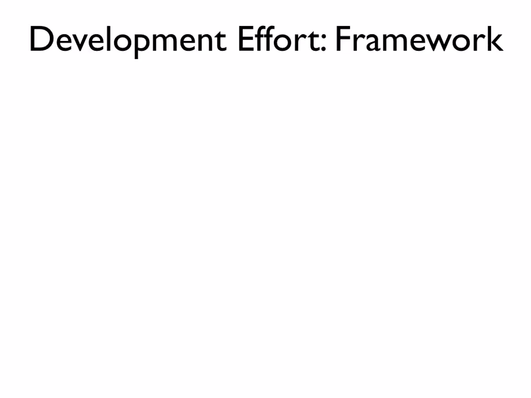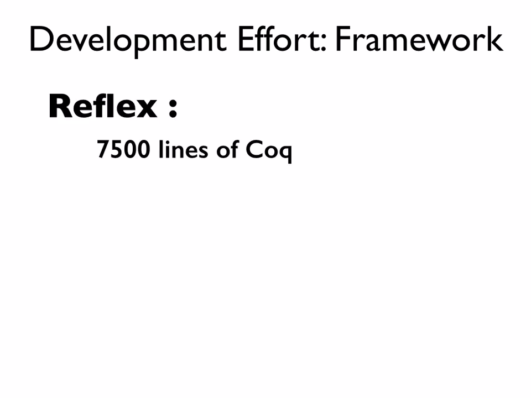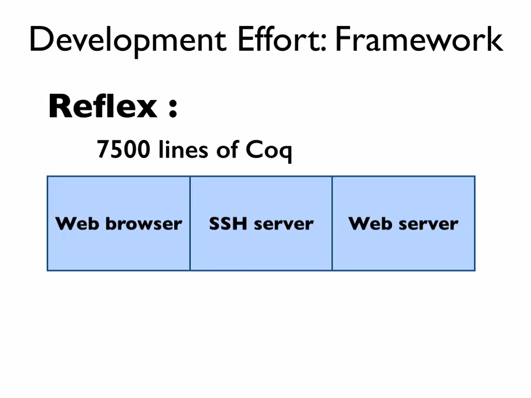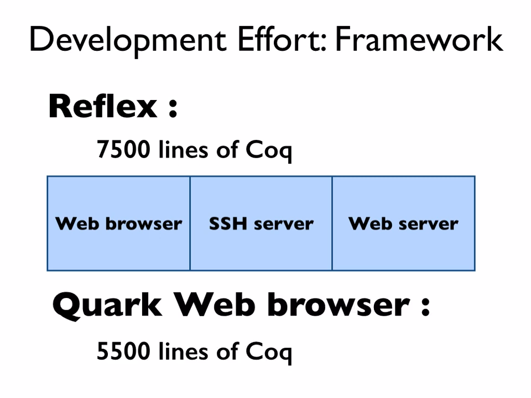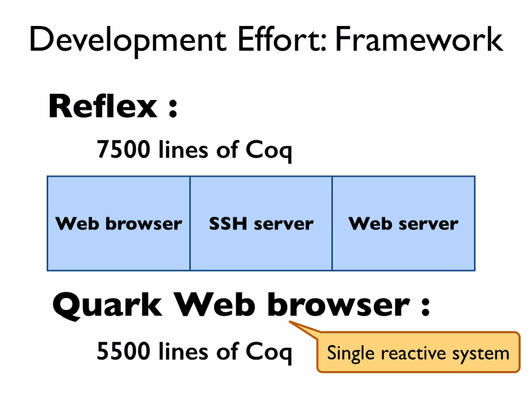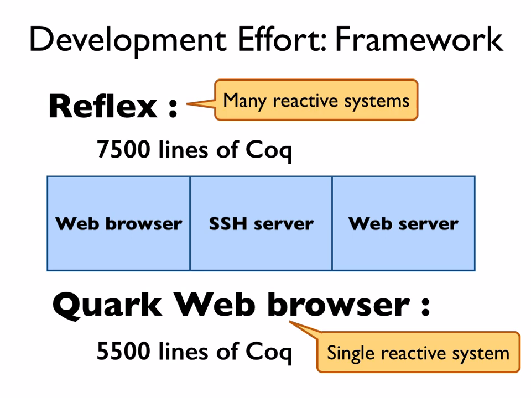Now I'd like to convince you that Reflex saves development effort. So the Reflex implementation consisted of around 7,500 lines of code, and this allowed us to implement the kernels of 3 different systems. Any user of Reflex could potentially implement additional kernels. Now I'd like to focus on just one of these kernels, the kernel of a web browser. So the kernel of a web browser was previously implemented manually in Coq, and this development consisted of around 5,500 lines of Coq code. And all of that development effort resulted in the verification of just a single reactive system. And yet for roughly the same development effort, Reflex enables the verification of many reactive systems.